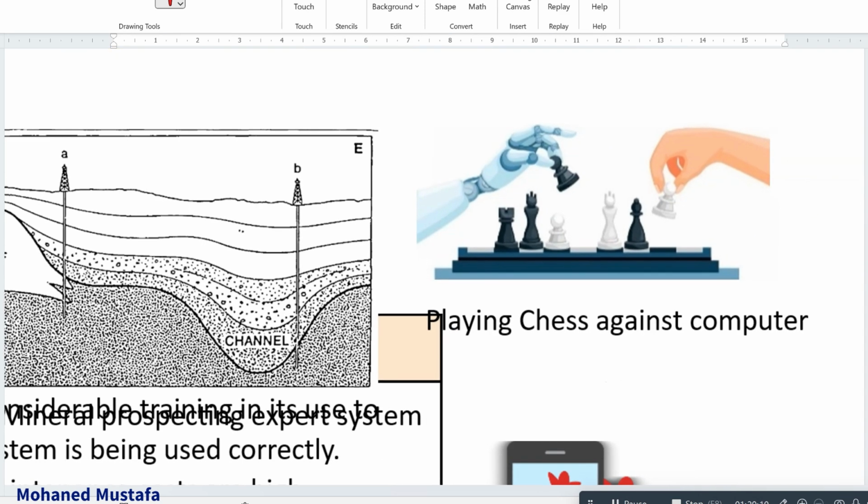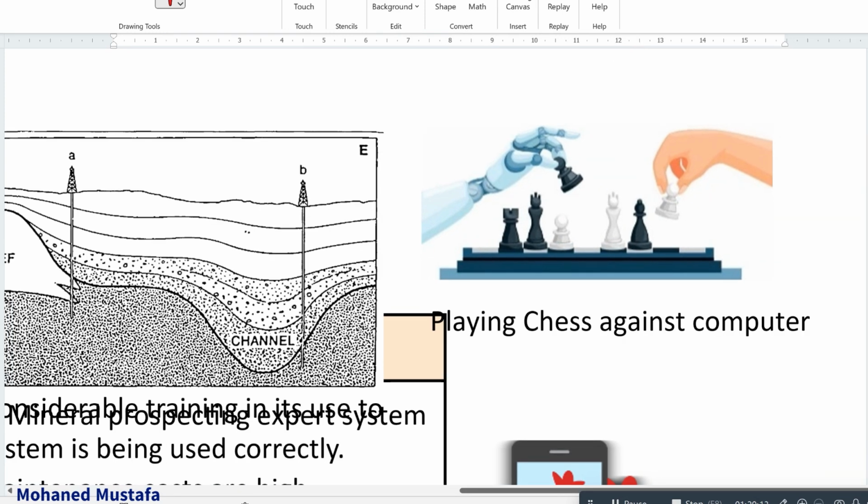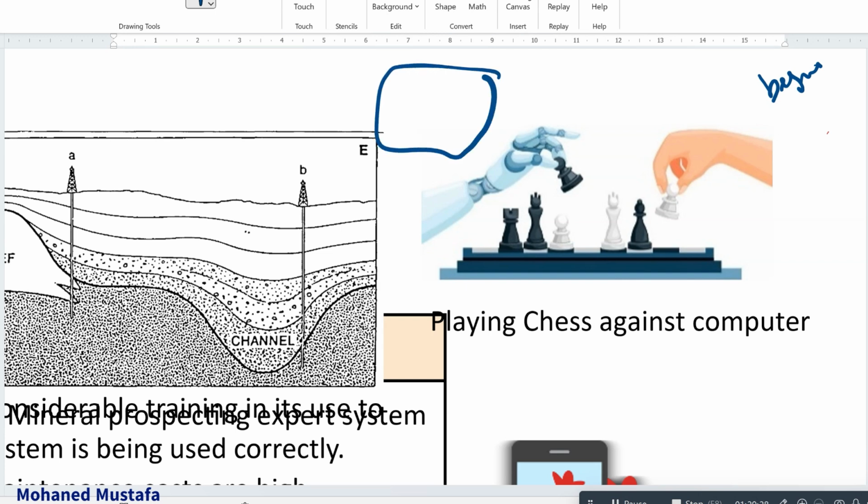Example: if you play online chess, you are playing against the computer. For online chess, if you play beginner mode, that means the knowledge base the computer uses is less than 25%. So whenever you make a move, the computer will try to predict your next two moves. You can beat the computer easily. What if you raise the level to intermediate? The knowledge base is raised to 50%. The computer can now detect your next 10 moves, which is harder to beat.